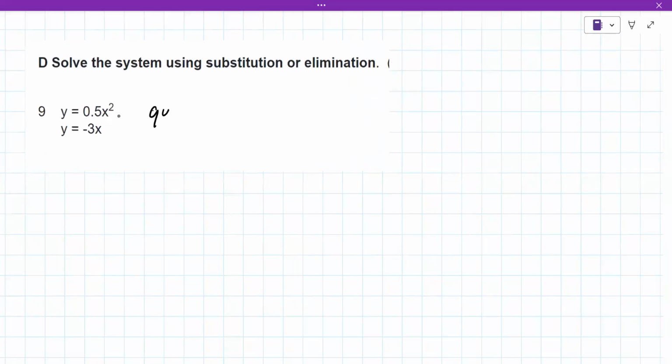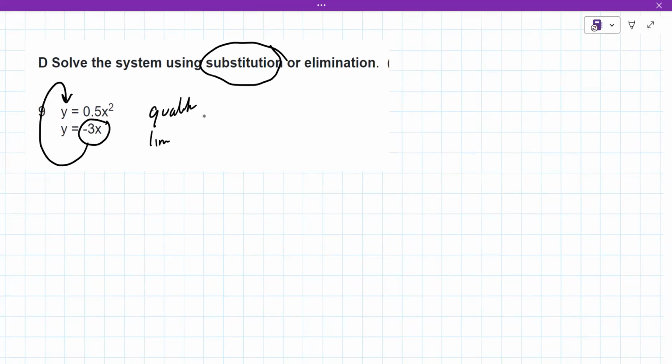The first equation is a quadratic. The second equation is a line. You almost always use substitution when you have a quadratic and a line. It's really the preferred way to do it. Now, how to actually do it? Well, you take this -3x and you put it in for y. So it looks like this: -3x equals 0.5x squared.